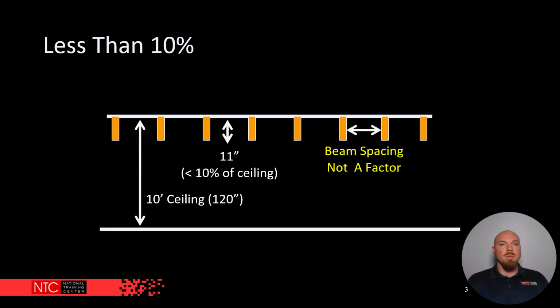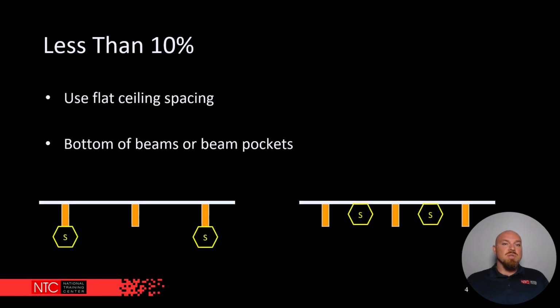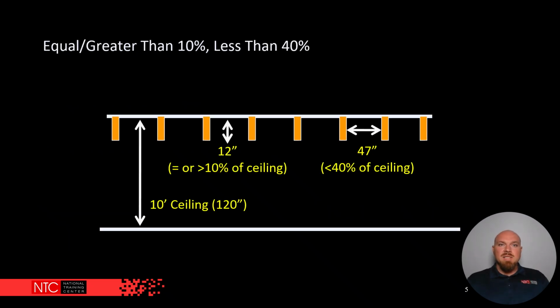So in our example here, we have a 10-foot high ceiling, which is 120 inches, and our beam depth is only 11 inches. So because we're not at 10%, we don't need to look at any of the other factors. We're going to use flat ceiling spacing. Those smoke detectors can end up on the bottom of the beams, or they might end up in the beam pocket itself.